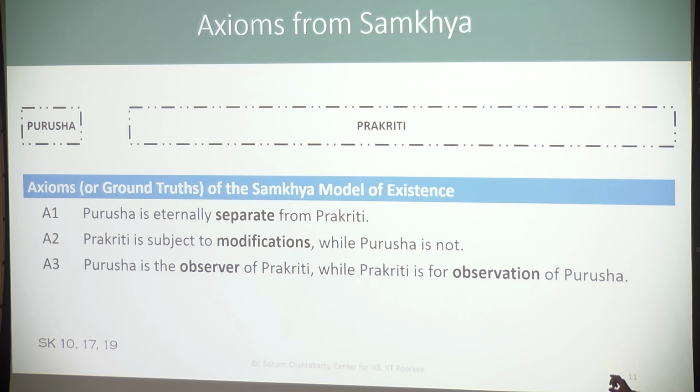Third is that Purusha is the observer of Prakriti, while Prakriti is for observation by Purusha. The last one defines the relationship between these 2 objects. I have said that these are eternally separate, but there is some relationship between these 2. They interact, although they are separate. What is the interaction? The interaction is through the observer-observation relationship.